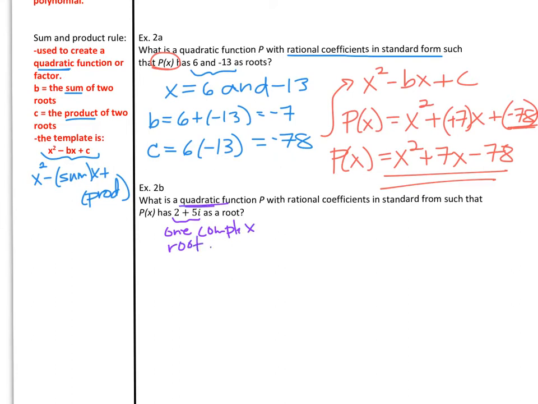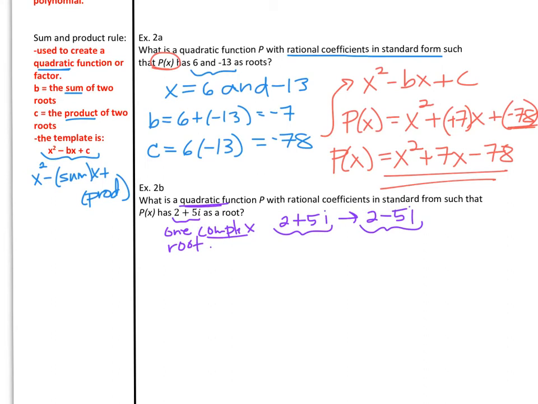In order to be quadratic, we need to know two roots. Since we're only given one, there's got to be something else that we can do with this information. Recognizing that this is complex, we're going to apply the complex root rule. The complex root rule states if 2 plus 5i is a root, then 2 minus 5i also must be a root for this polynomial function, in this case a quadratic function. Now we have this root and this one. We have two roots, and that will help us determine a quadratic function.